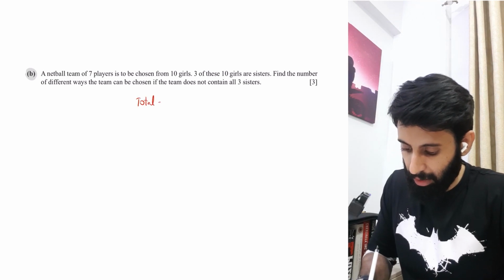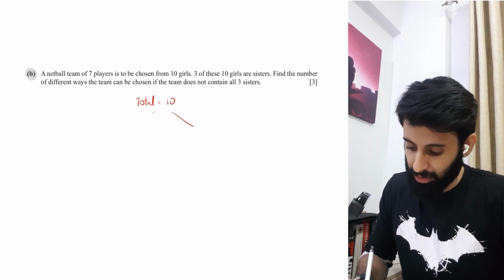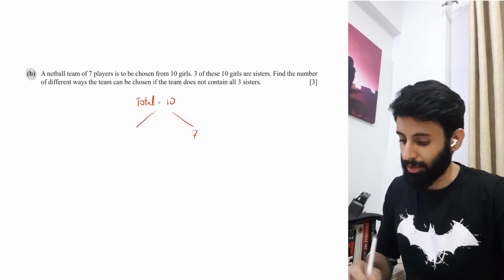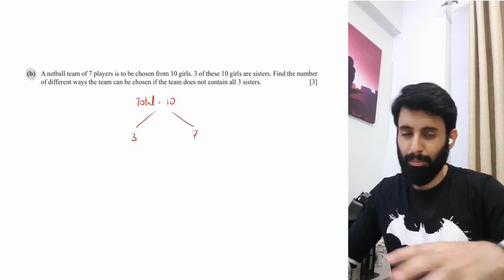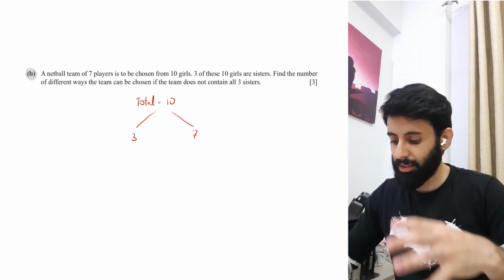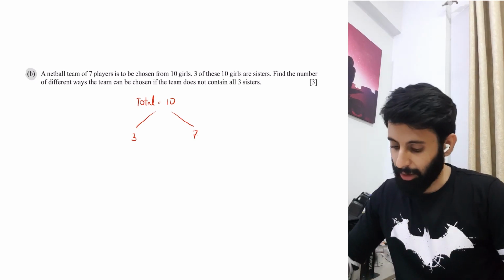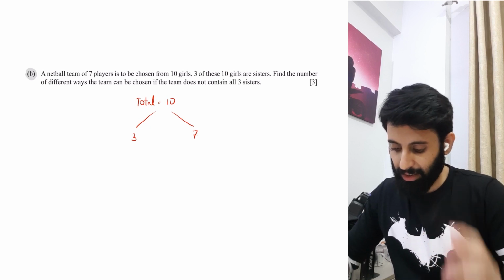So we have a total of 10, so let's split this 10. 7 are normal people who don't have any issues with each other, and the remaining 3 are sisters. I'm just joking. So 7 are people that have no restrictions, and these 3 have restrictions. How many are you selecting? You're selecting a total of 7.